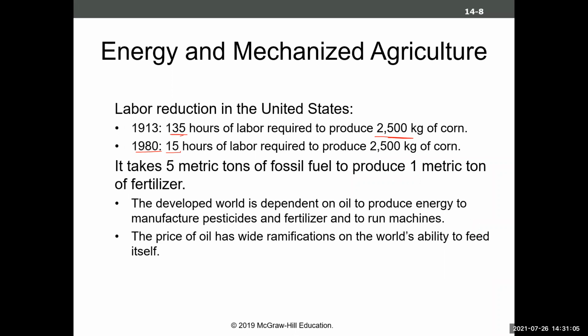But like we mentioned, it takes a lot of fossil fuel to not only run those machines, but it also takes a lot of fossil fuel to produce that fertilizer. So we're talking about 5 metric tons of fossil fuel to produce 1 metric ton of fertilizer. That fertilizer production is super energy intensive. And so a lot of the developed world is dependent on oil to produce energy to manufacture the pesticides and the fertilizer, as well as to run the machines. So therefore, the price of oil affects how much money the farmers have to put into their crops, which in turn affects the price of food itself and the ability of people to feed themselves.